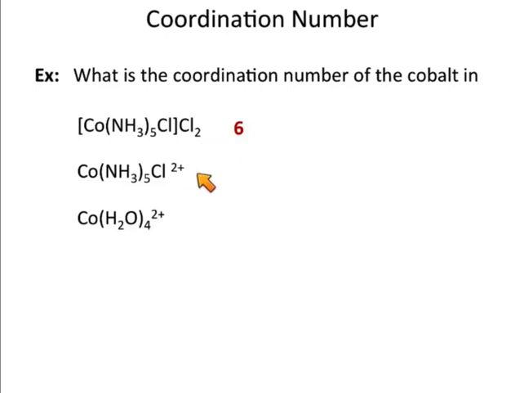You can write this without the counter ion, then you just say, hey, this whole thing is 2+, and this is still the same story. You have a coordination number of 6. And then for the last one, if you had 4 aqua ligands, they're called, 4 waters on here, then the coordination number is just 4.